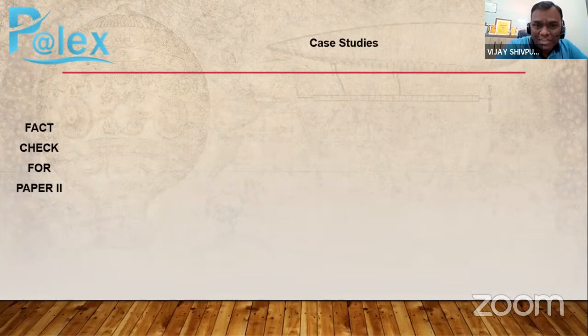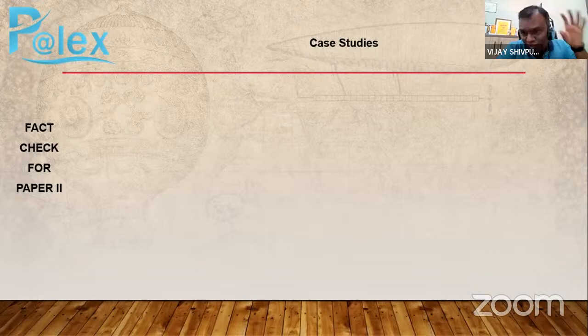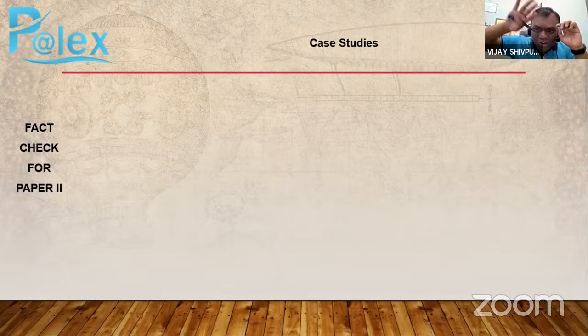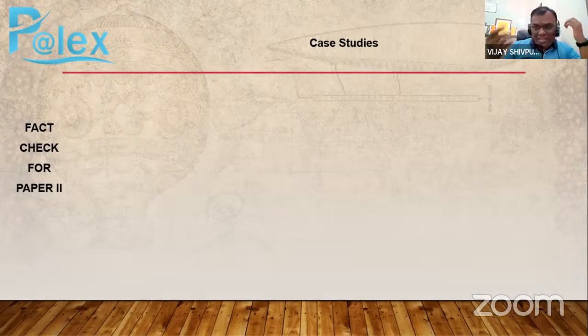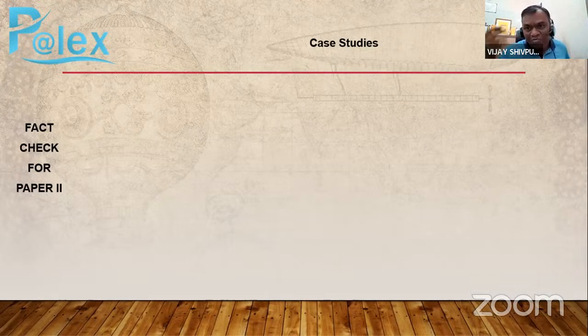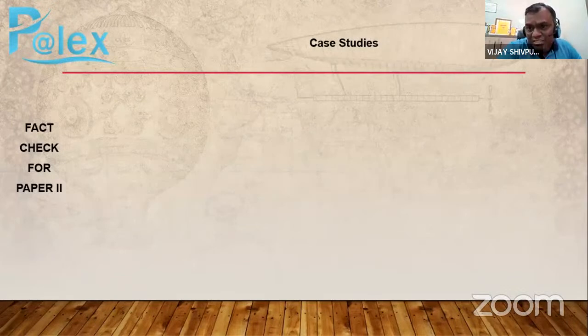Now, the another fact check, case studies. I think we discussed one case study last week, which was about compulsory licensing. But then there have been, I would say, questions in situation-based scenarios wherein you have got situations hypothetically created which have already happened. As in last 2-3 years, whatever number of cases that have happened, based on that they are trying to frame the questions.